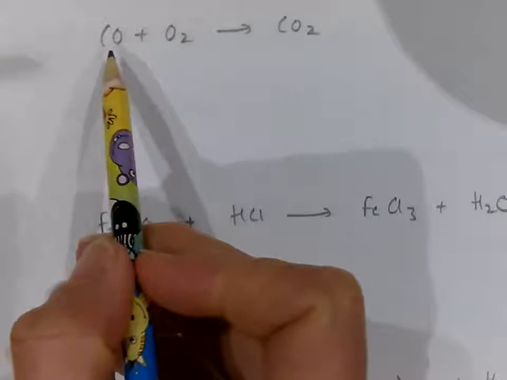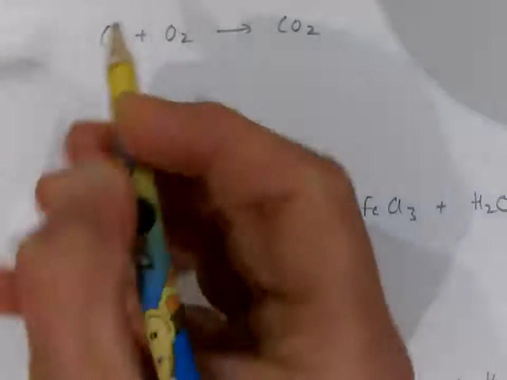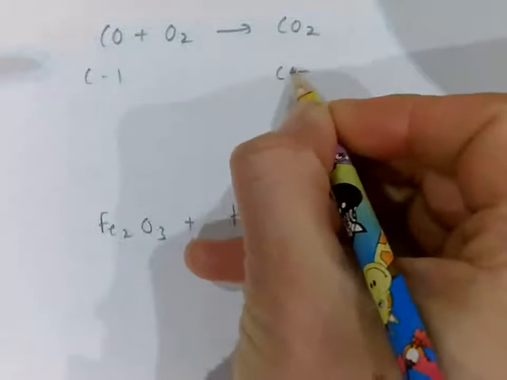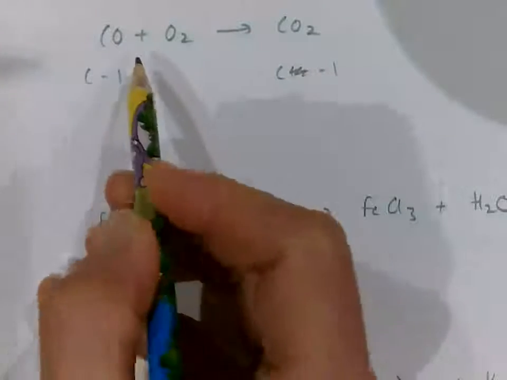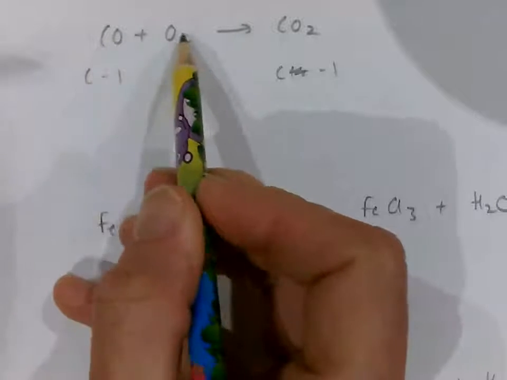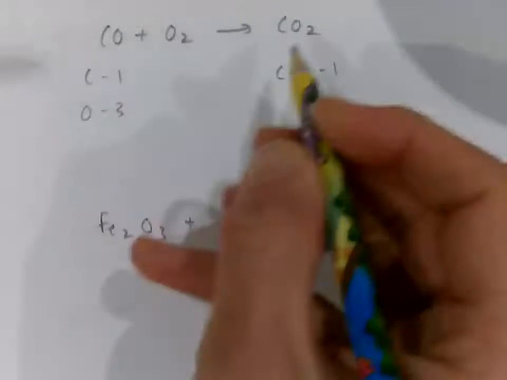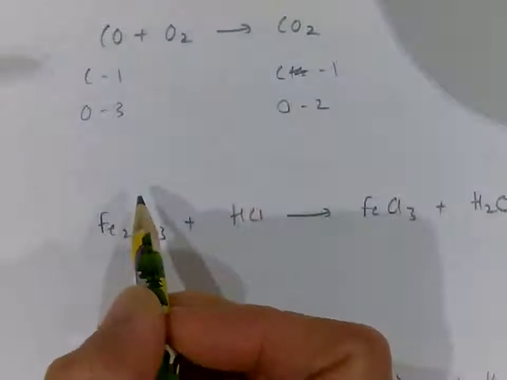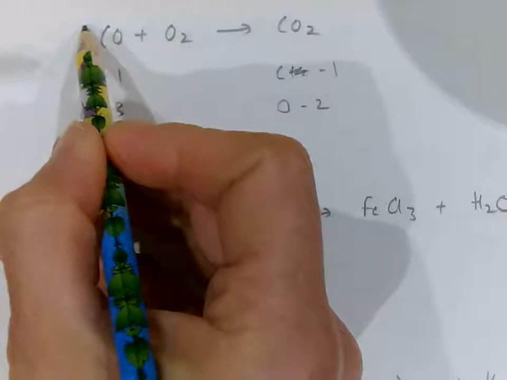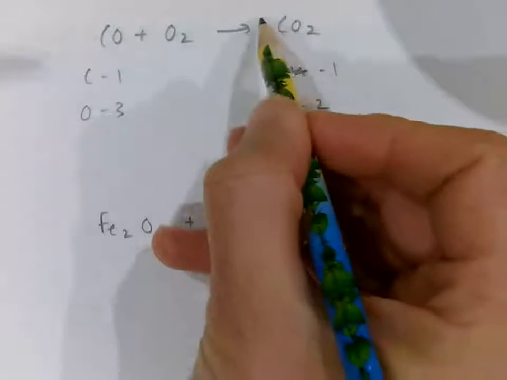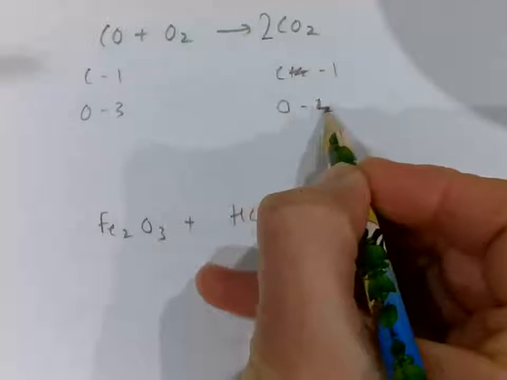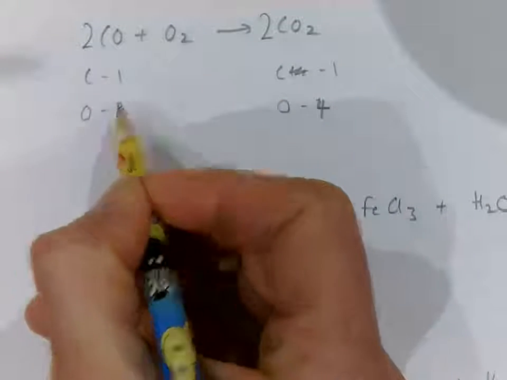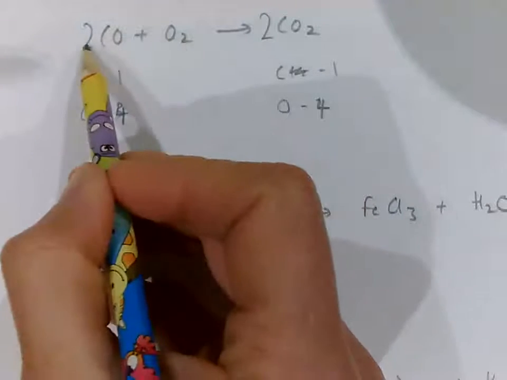So first one, I've got one carbon on this side, one carbon on this side. I've got 1, 2, 3 oxygens on this side, and I've got 2 oxygens on this side. So in order to balance that up, I need to put a 2 in front of here to make that 4. And then I need to put a 2 in front of here to make that 4. 1, 2, 3, 4.